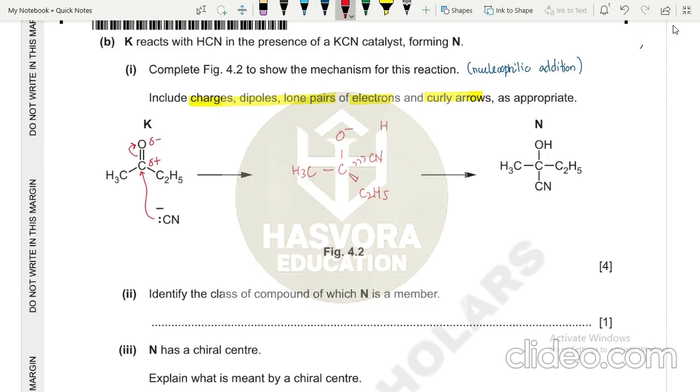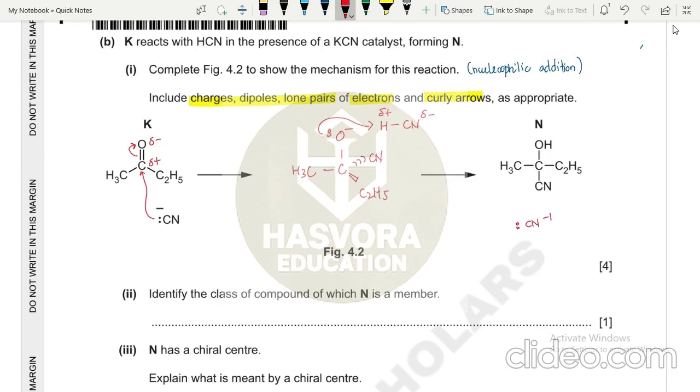So what is the function of the KCN catalyst? Its function is to reform at the end. For example, this is the HCN, this has a negative charge, this has a positive charge. So the lone pair on this oxygen will then attack this hydrogen, and they will bond to form the OH group, and the CN ion will be regenerated at the end. So this is the definition of a homogeneous catalyst.